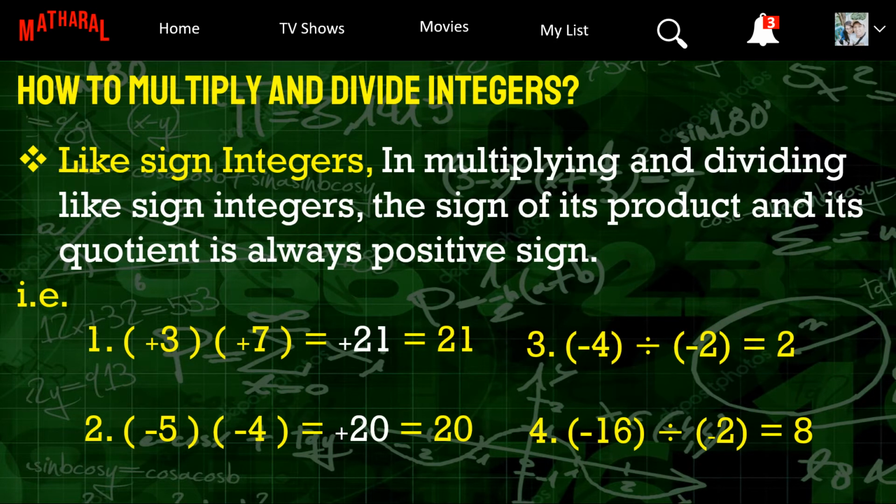First of all, I want to share with you the process or ways on how to multiply and divide integers. So let's begin with like sign integers. In multiplying and dividing the like sign integers, the sign of its product and its quotient is always positive sign. So let's begin with the first example. First example is positive 3 times positive 7. As you can see, these two integers have the same sign. So basically, it is 3 times 7, and that is 21. Since the common sign is positive, that is why the sign of 21 is positive.